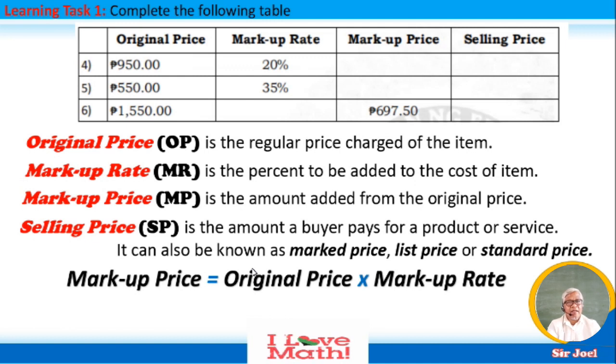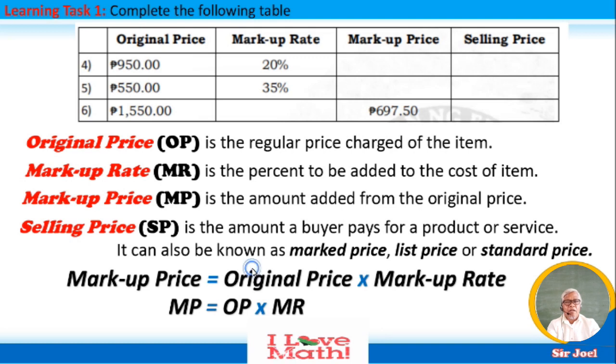Parang kagaya rin lang kanina, yung discount rate times the original price, nakukuha natin yung discount. But this time, for us to get the markup price, it is original price times markup rate. In symbol, it is what? MP equals OP times MR. So MP for markup price, OP for original price, and MR for markup rate. Okay?